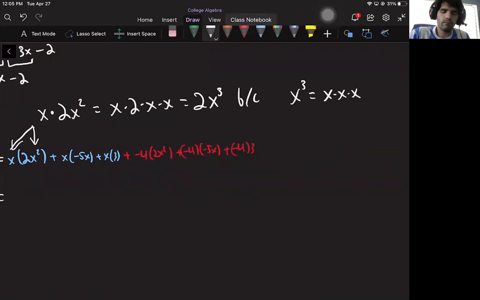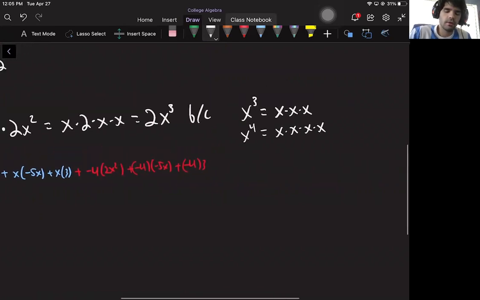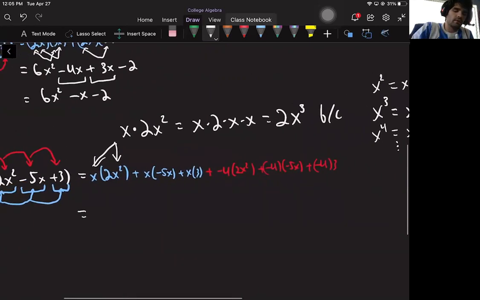So in general, x to whatever number you want is just that many x's multiplied together. So we're going to keep that in mind so that we can skip steps. x squared is just x times x and so on like that. Okay, so what we get here is 2x cubed.